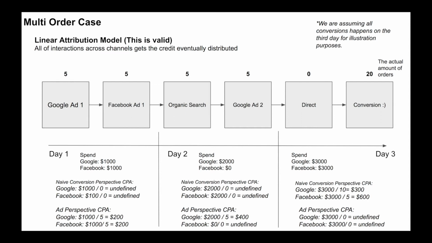And on day one, we're doing the ad perspective, which is back attribution. Google got 5, Facebook got 5, so each have 200. On day 2, Facebook got none because there's literally no Facebook interaction left, and Google gets 5, which results in 400. Overall, this method, as you see, is already giving less credit to paid platforms, which is something that we want to do, in all honesty.